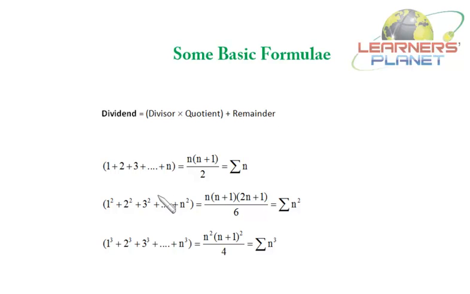Here we have been given the sum of first n natural numbers, that is 1 + 2 + 3 till n, and the formula is n(n+1)/2. You should memorize this formula so it will be easy for you to solve the problems. Similarly, the sum of squares of first n natural numbers, 1² + 2² + 3² till n², will be n(n+1)(2n+1)/6. Similarly, cubes, 1³ + 2³ + 3³ till n³. We should memorize the formula n²(n+1)²/4.